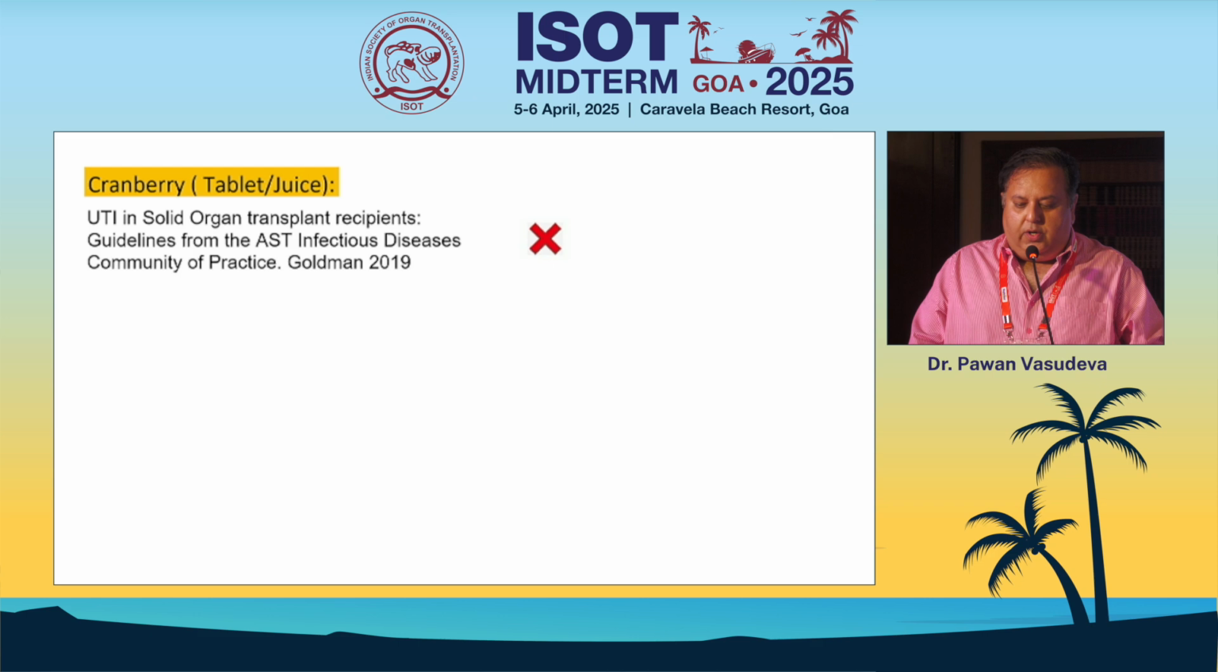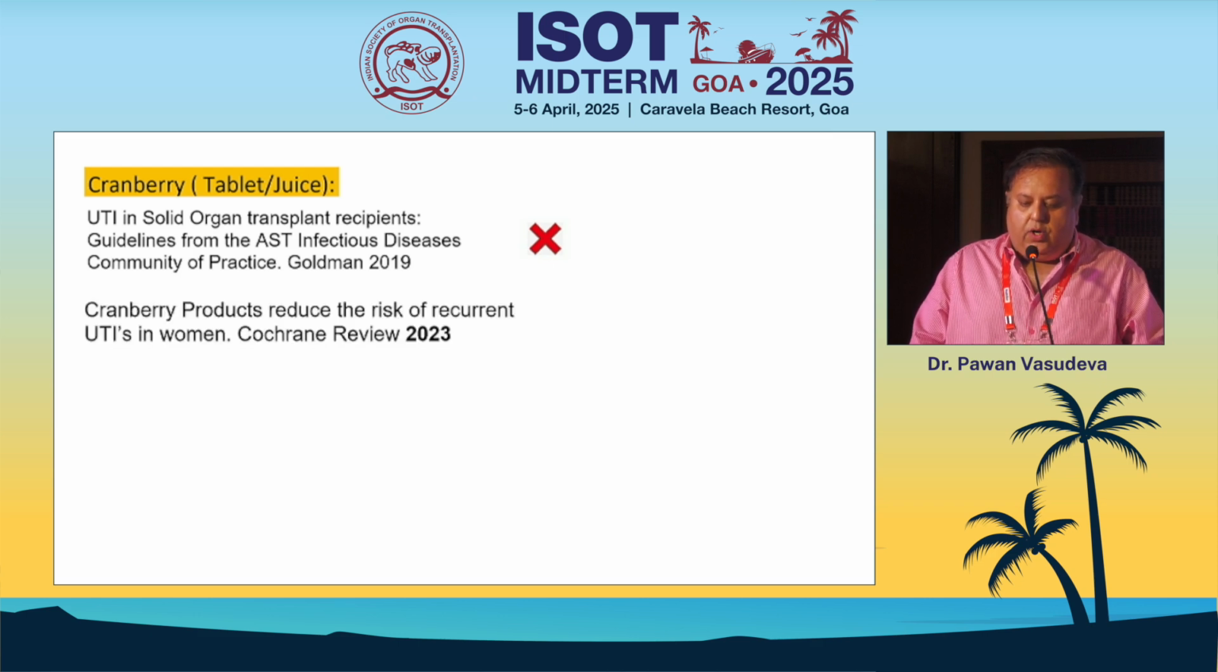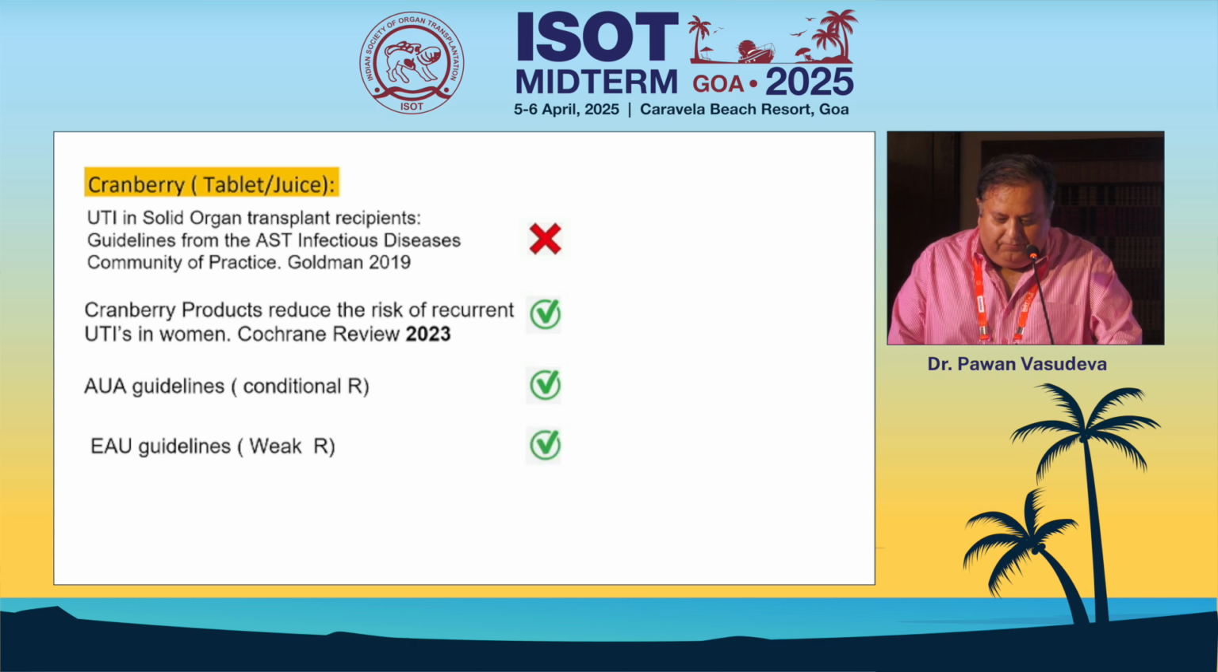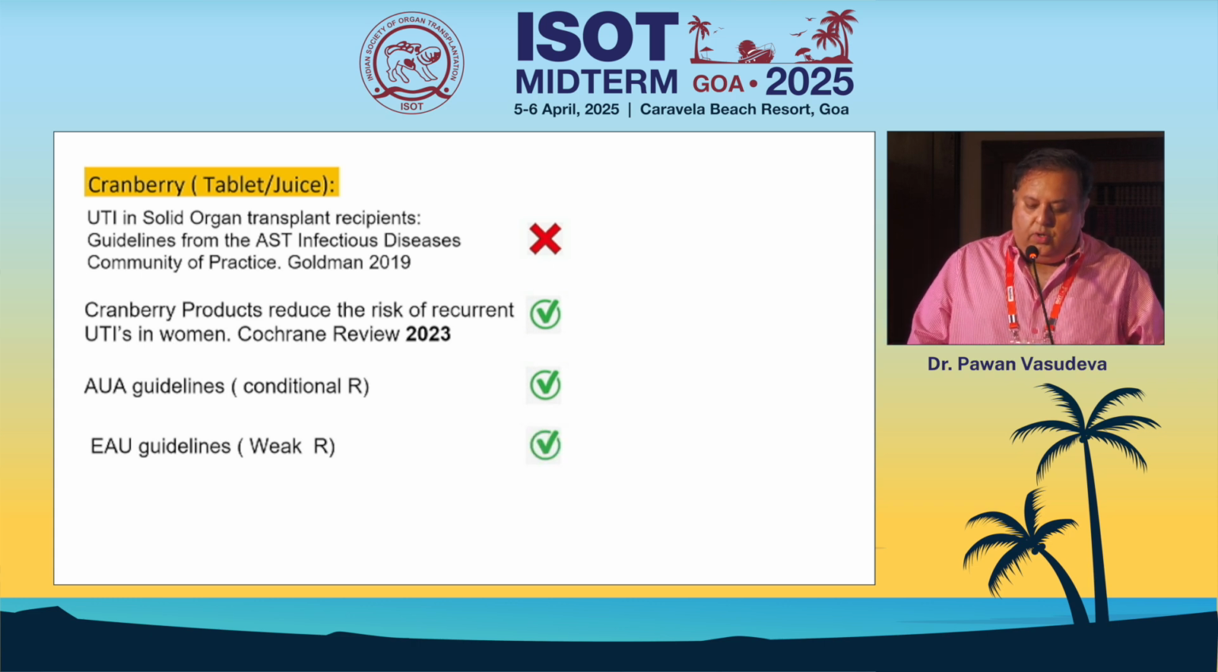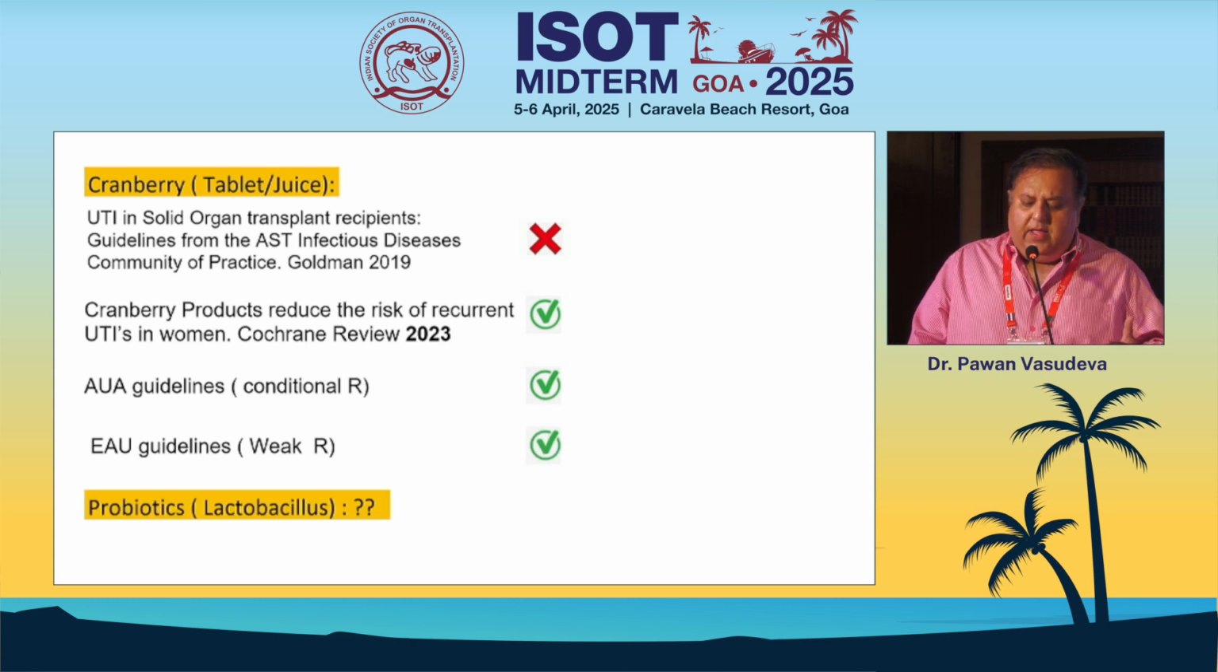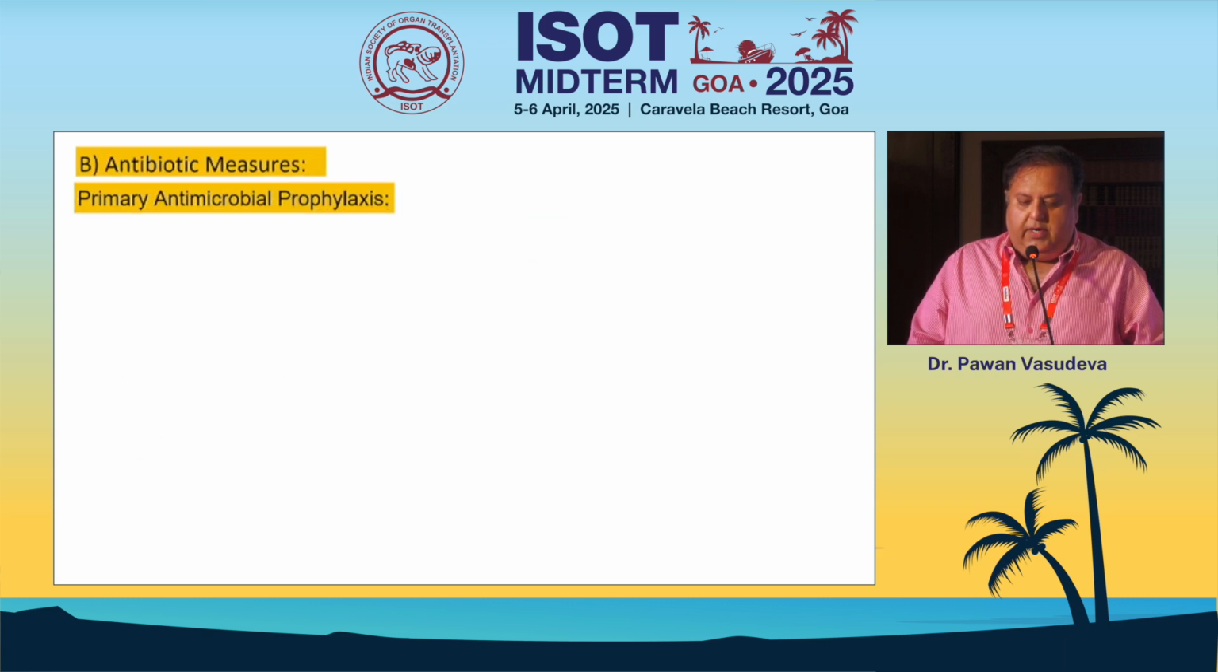Cranberry, the data is not too robust. The transplant guidelines do not recommend it. But that was in 2019, and after that, in 2023, there is a Cochrane review which does say that it is beneficial. So the evidence for cranberry is not that strong, but it can maybe be considered. Lactobacillus we use in the regular population, but again the data for transplants is not really there.